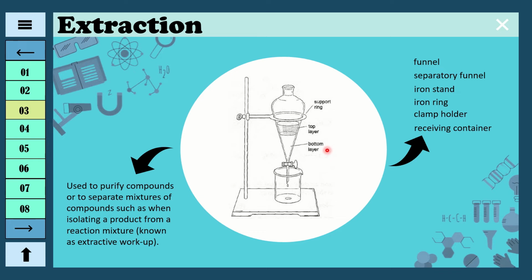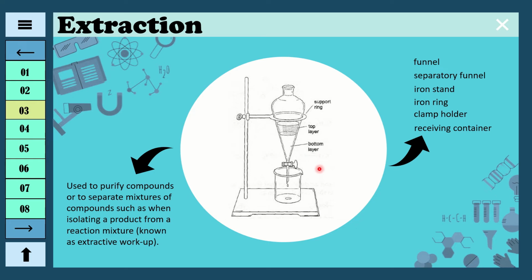In extraction, the liquids must be immiscible. This means that they will form two layers when added together, like oil and water. Some compounds are more soluble in the organic layer like the oil, and some compounds are more soluble in the aqueous layer like the water.